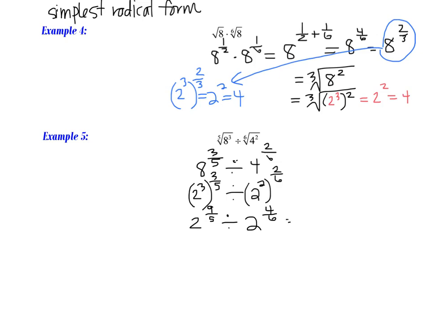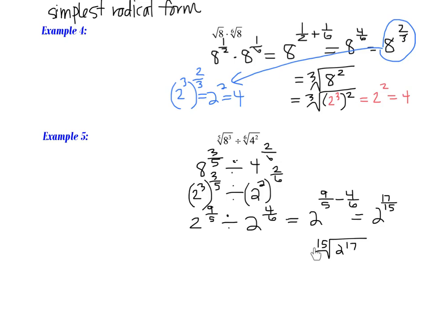But what we can see here is now we're dividing like bases. When you're dividing like bases, you subtract the exponent. So it's 2 to the 9/5 minus 4/6, which is 2 to the 17/15. So if you get your common denominators there and do your subtraction. So at this point, I think I'm going to rewrite this as my radical, because our answer is going to be in simplest radical form. And it's the 15th root of 2 to the 17.